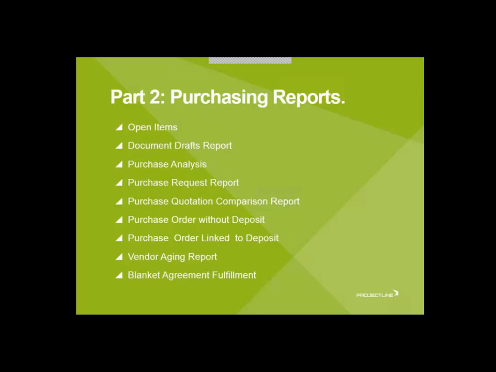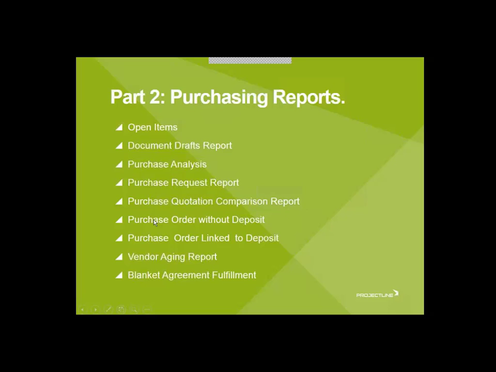So today we'll do a little bit of a refresher on the open items report. A lot of you are very familiar with that already. We're also going to dive into some document draft reports, and we'll look at one of our staple reports, which is the purchase analysis, and we'll slice and dice the purchase analysis based on different selection parameters and different subsets of data. And we'll also look at something new called the purchase request report, as well as the purchase quotation comparison report. So like I said earlier, these two new reports exist in versions 9.1 and higher.